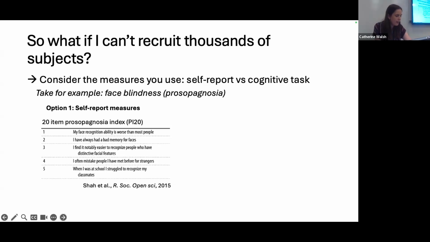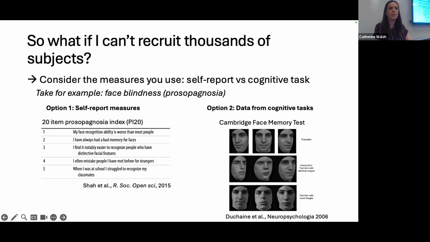You know, my face recognition is worse than most people's. I have always had a bad memory. So, just asking your participant. Another way you could measure this is by having them do a cognitive task. For instance, the Cambridge Face Memory Test, where people see a face, try to memorize it, and are then given a two-alternative forced choice as to whether this was one of the ones they memorized. That way, you can experimentally test how good their face memory is.